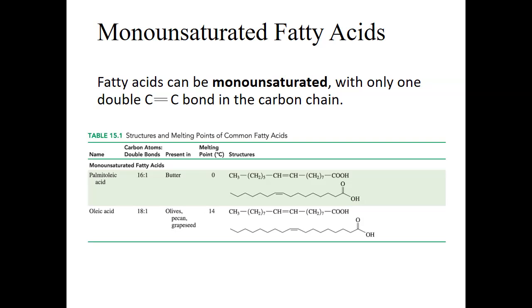And it doesn't seem like much, but it's enough to notice. So when we introduce a double bond into a fatty acid, we call it an unsaturated fatty acid or an unsaturated fat. If there is only one double bond, we call that a monounsaturated fat. If there are more than one, we call it a polyunsaturated fat.